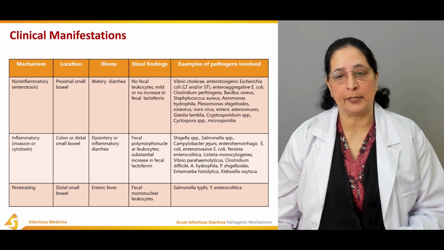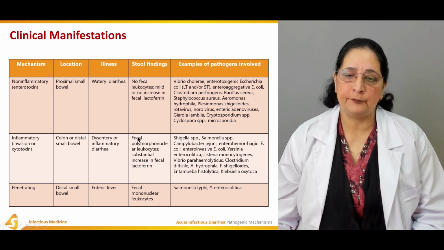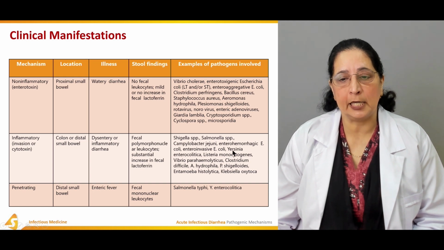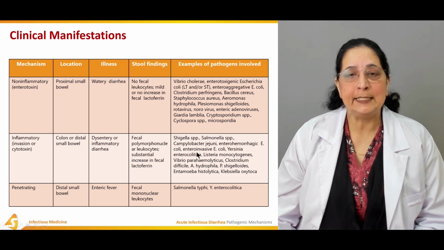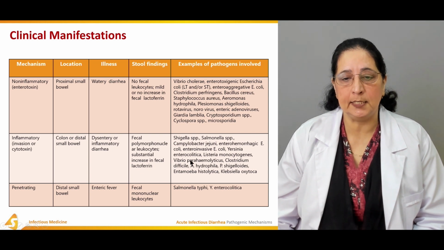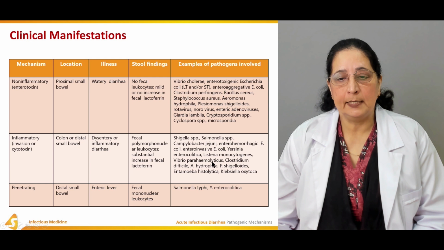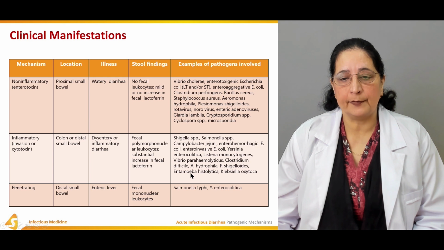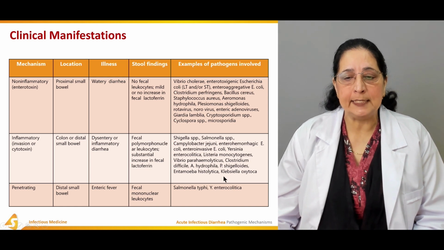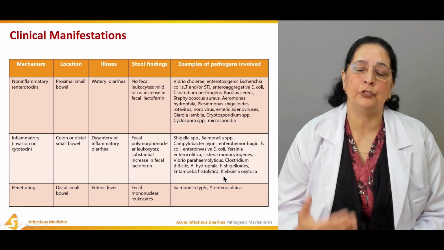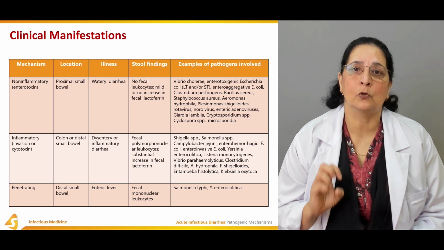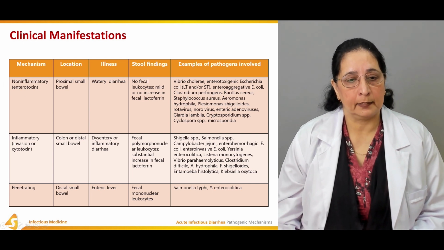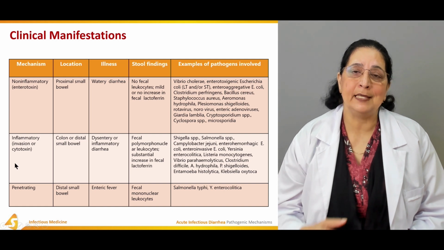And then the causative pathogenic organisms, again, we have Shigella, Salmonella, Campylobacter jejuni, enterohemorrhagic E. coli, enteroinvasive E. coli, Yersinia enterocolitica, Listeria monocytogenes, Vibrio, Clostridium difficile, Shigelloides, and amoeba. So all these are different pathogenic organisms that can also cause the inflammatory type of illness.